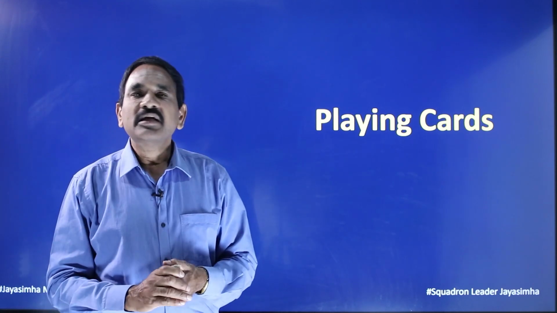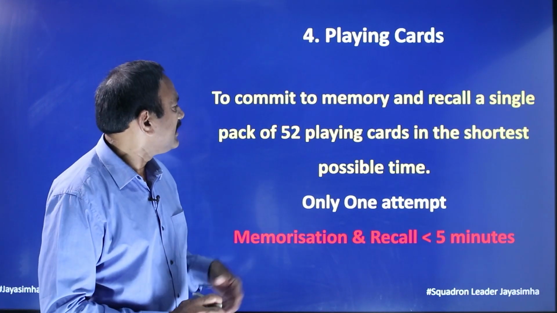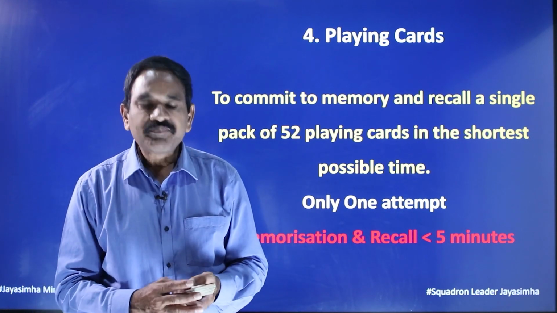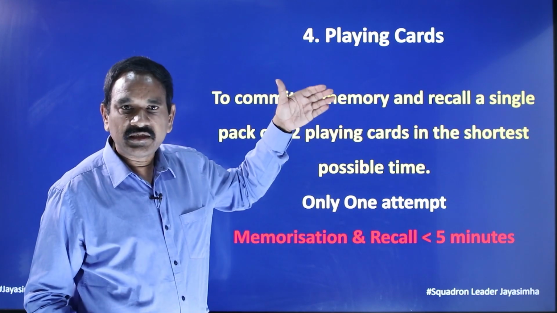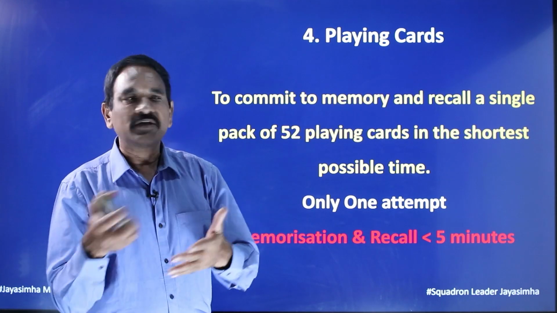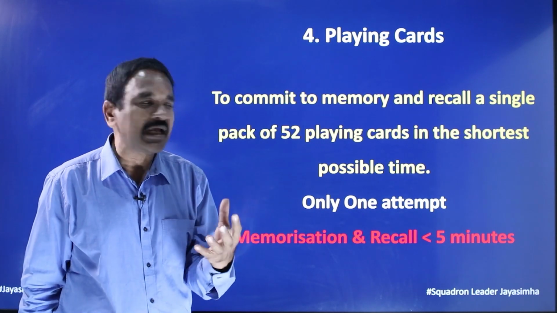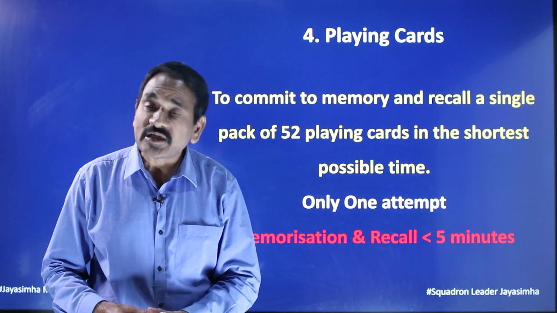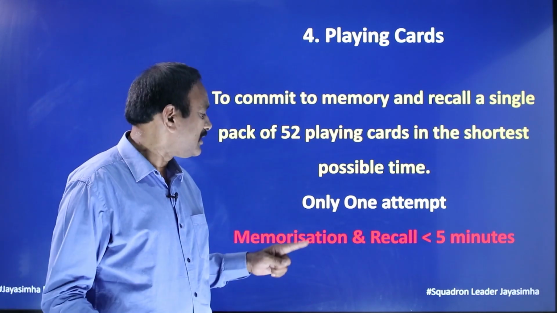So normally what will happen is, to commit to memory and recall a single pack of 52 playing cards in the shortest possible time. That means jokers will be taken out. You will have 52 cards, and in the actual competition, shuffled cards will appear on the screen in different ways, and whoever can remember in the least possible time will get more marks. So only one attempt, you will not get two attempts. In the actual physical competition, you get two attempts, but here only one attempt.